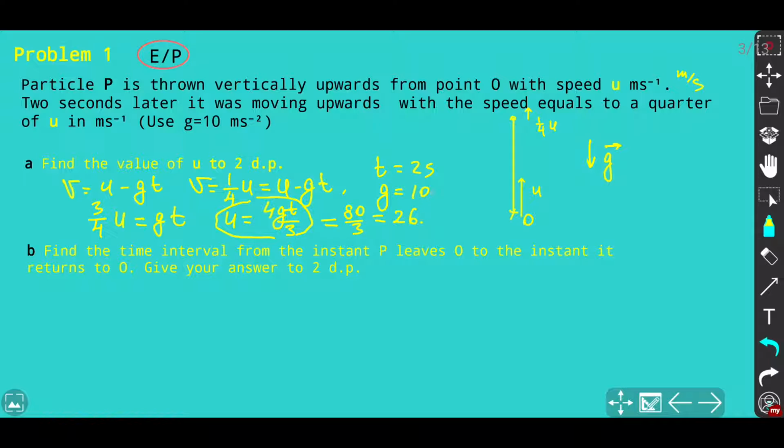Yes, actually, let's calculate quickly. So 80 over 3, 26.67 meters per second. Okay, so that's the scenario, and that's basically the picture that you can have for question A. So find the time interval from the instant P leaves O to the instant it returns to O again.